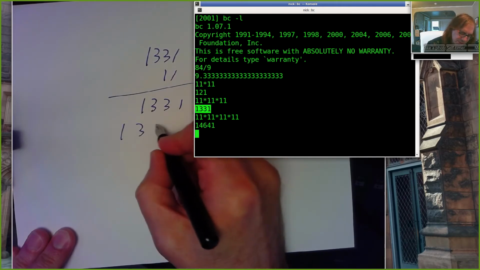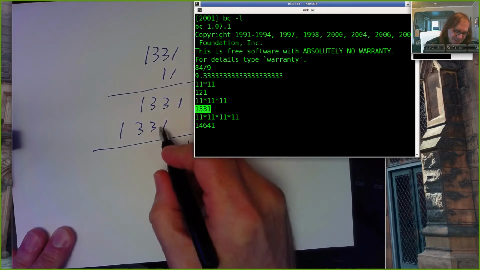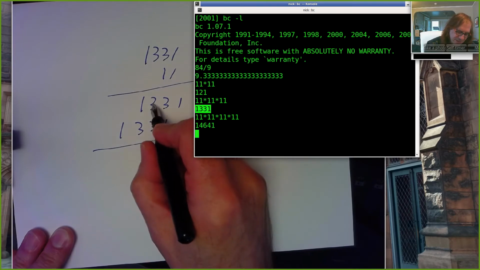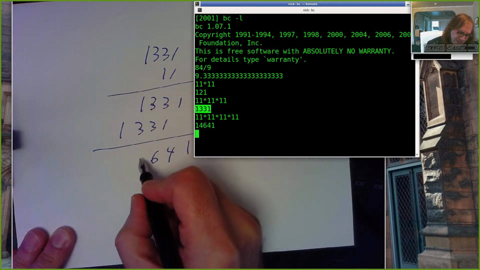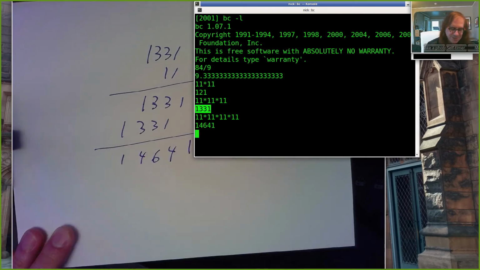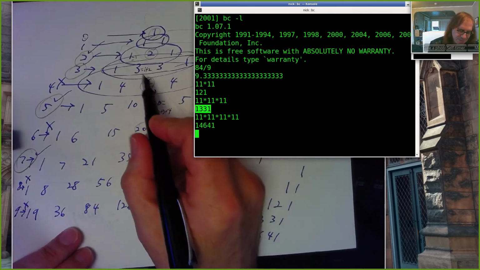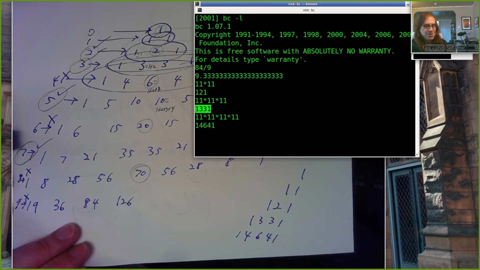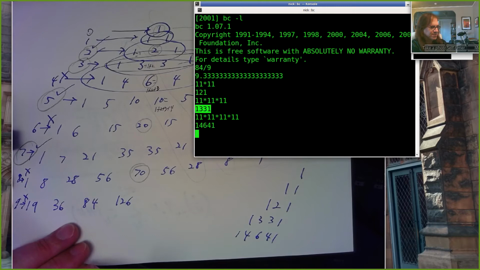1331 and 1331. And so my first digit is a 1. My next digit is this plus this. My next digit is basically this plus this. My next digit is that plus that, and then my last digit is just the same one. And that's in effect what's happening when you write down each number by summing the two numbers above it. So that was a slightly more detailed explanation, but still pretty fast.